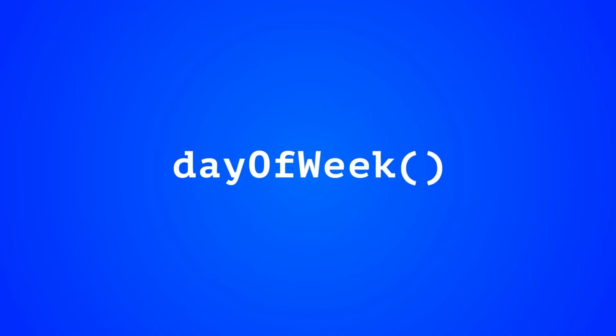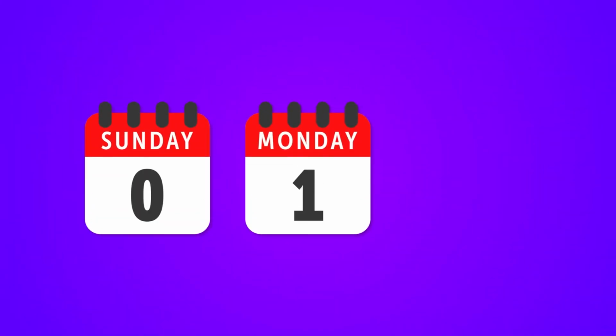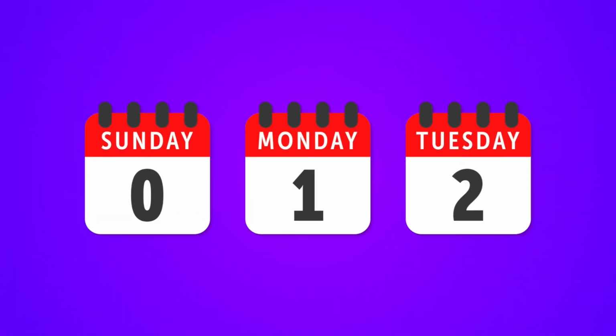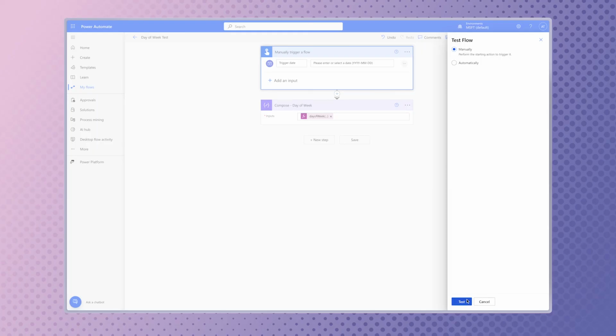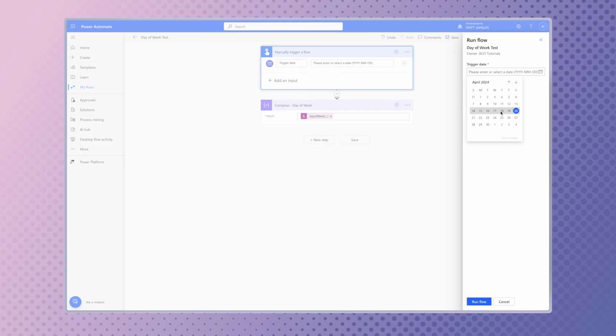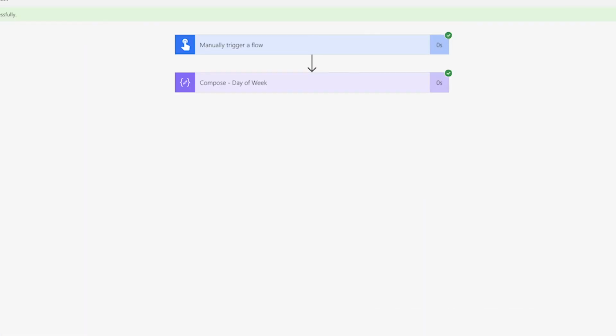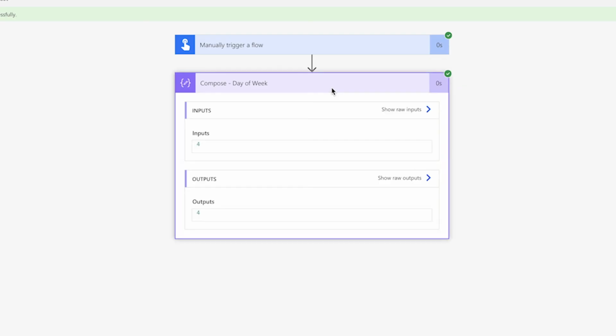The day of week function will return a number: 0 for Sunday, 1 for Monday, 2 for Tuesday, and so on. Why is this helpful? You can use the number this function returns in an expression or a condition. For example, I can use an expression to output whether the date returned is a weekday or weekend date.